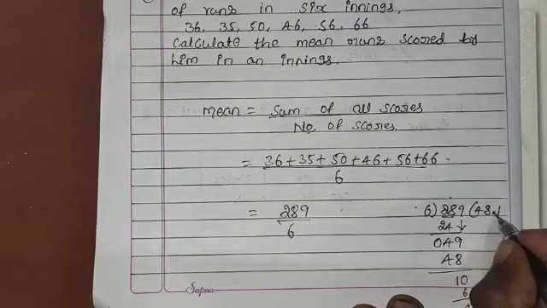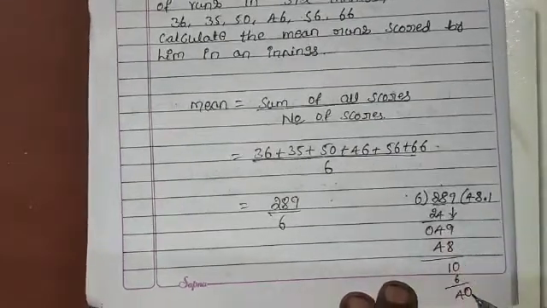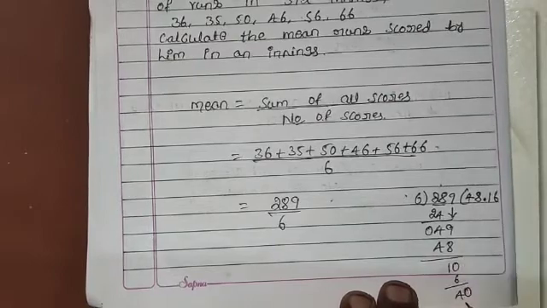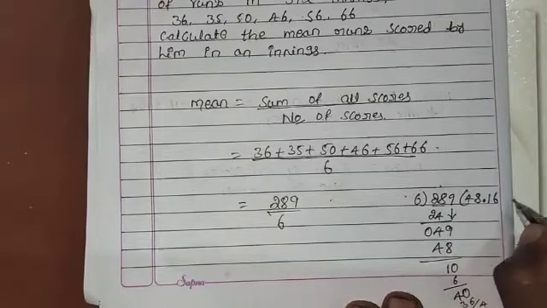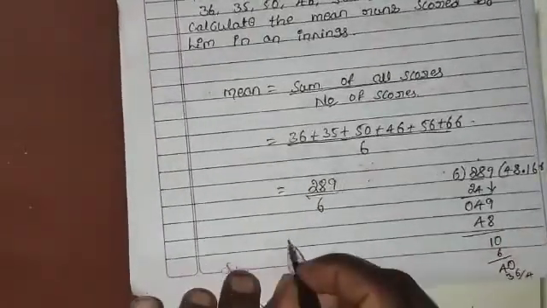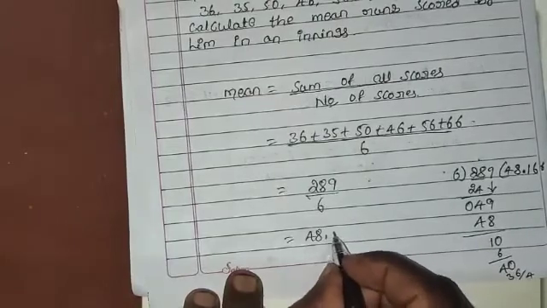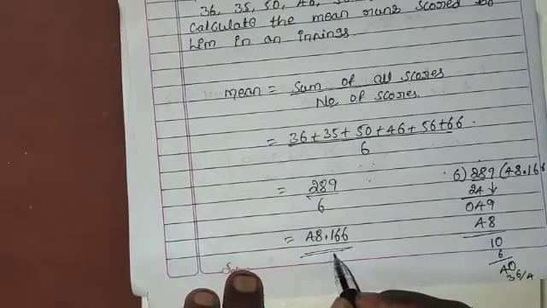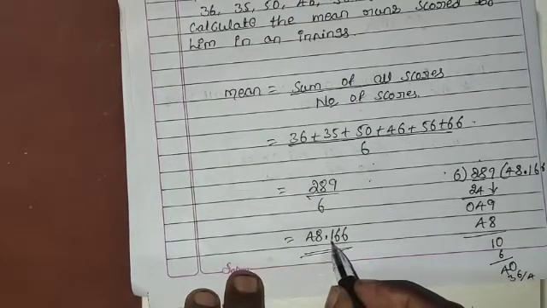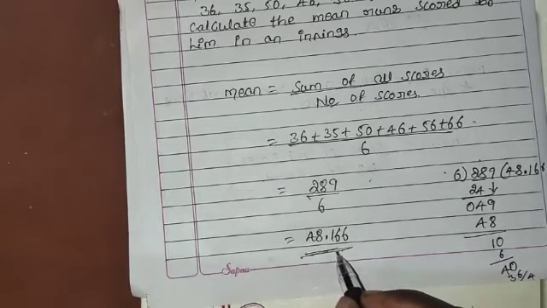We have already put the point, so we can write 0. Now 6 divides into 40 how many times? 6 times. 6 sixes are 36. Again we get 4, so we get 48.1666 like this. When we divide 289 by 6, we get 48.166. This is the arithmetic mean. The average mean runs scored by the batsman is 48.166.